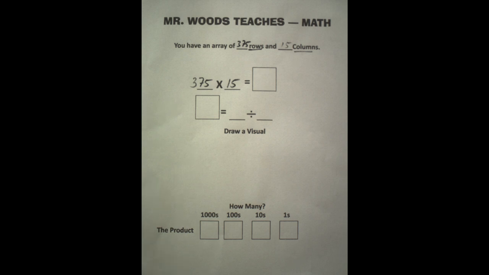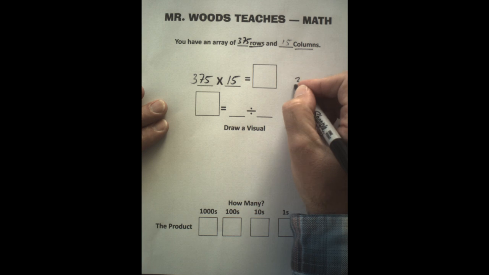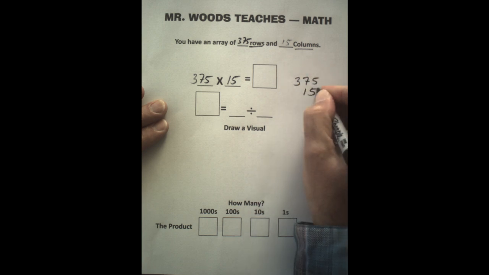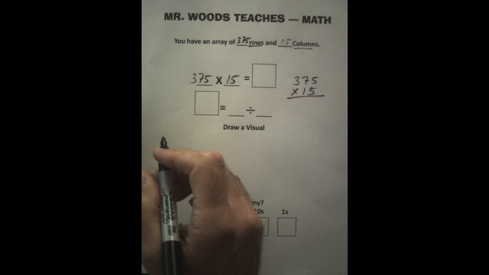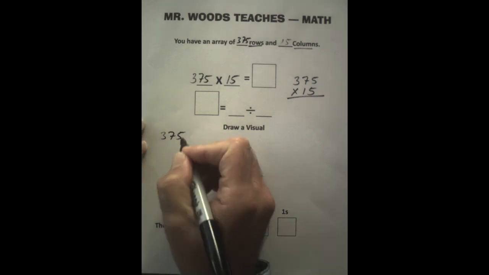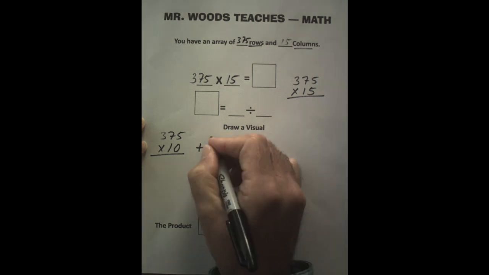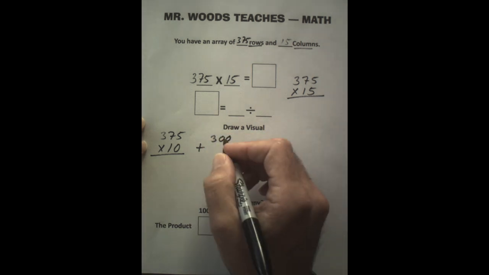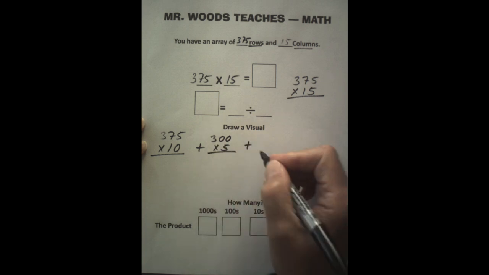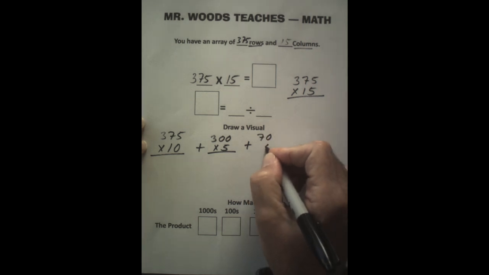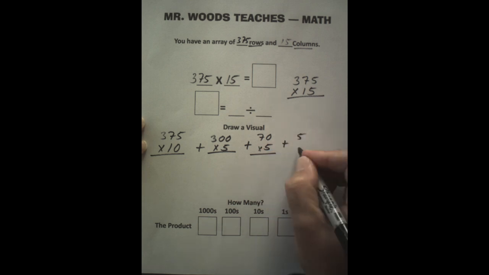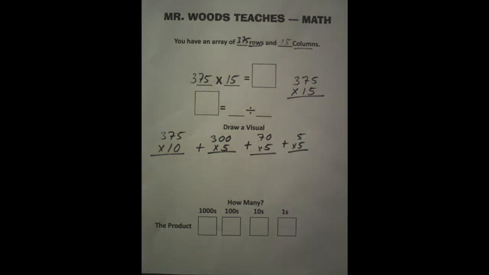Maybe sometimes we have to draw a visual or break it out, work it out a little bit different way. Using the standard algorithm, we have 375 times 15, but that's still a little tough. Let's break it down a little bit further. We can break it down to 375 times 10 plus 300 times 5 plus 70 times 5 plus 5 times 5. Let's take a look.